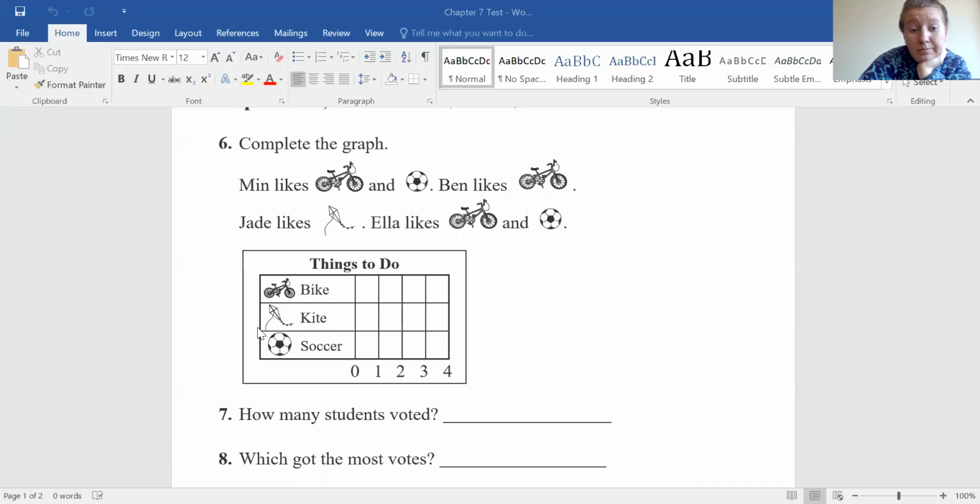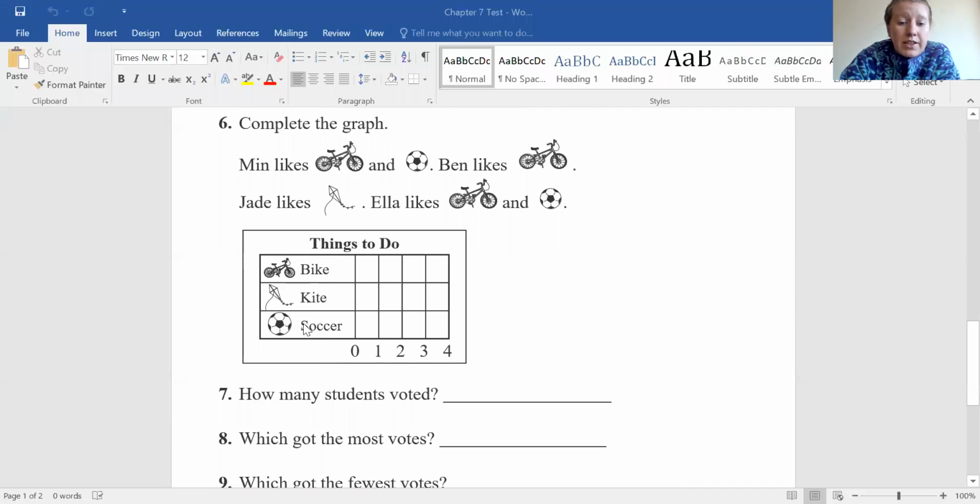Good. Now count the votes for kite. How many votes did kite get? Fill in the bar graph for the number of votes that kite got. And then after that, fill in the number of votes that soccer got. How many votes did soccer get? Fill in the bar graph.